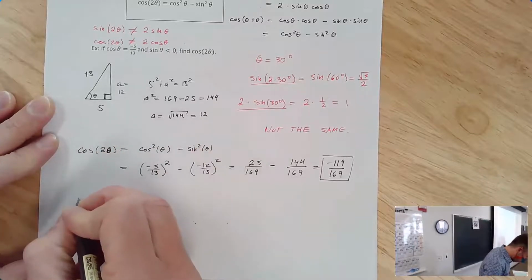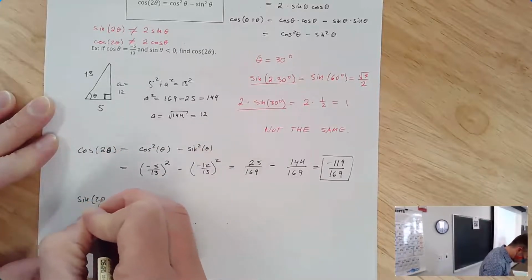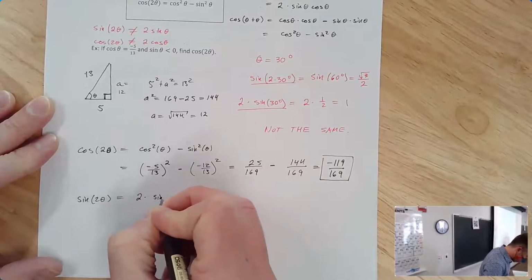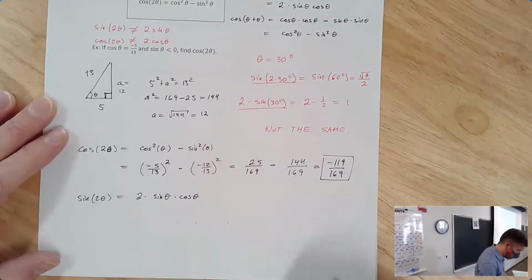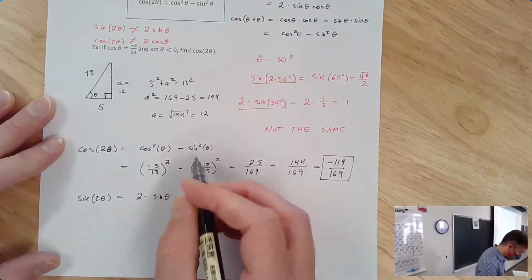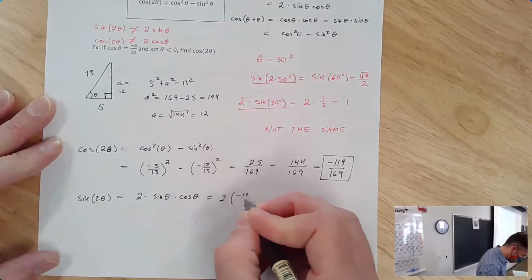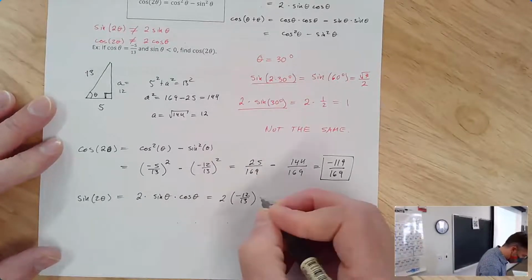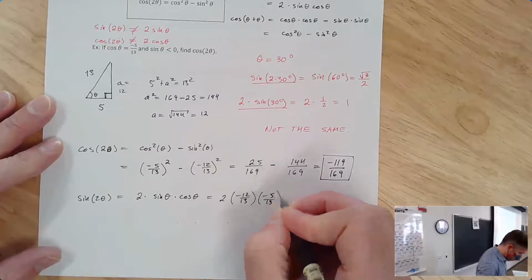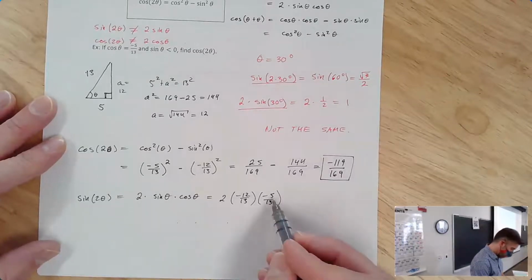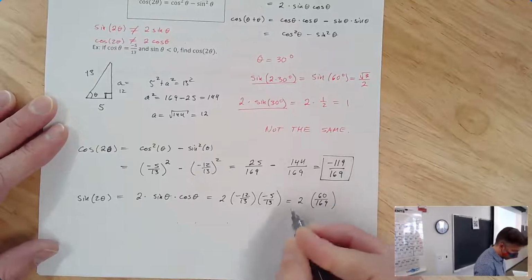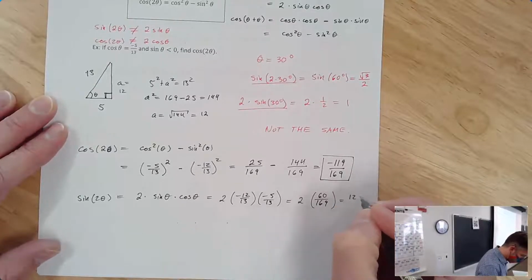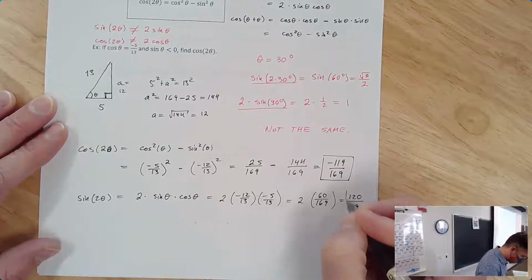So let's find sine of 2 theta, which is going to equal 2 times sine of theta times cosine of theta. And luckily, we've already found both those things. Sine of theta we know is negative 12/13. Cosine of theta we know is negative 5/13. If you multiply this all together, negative 5 times negative 12 is positive 60. So you get 2 times 60 over 169, and that is 120 over 169.